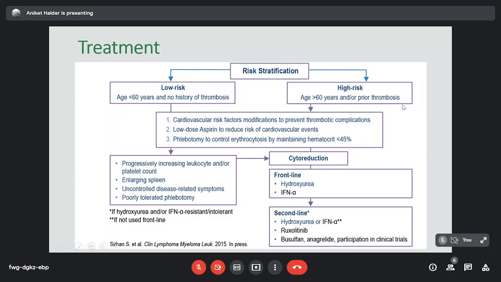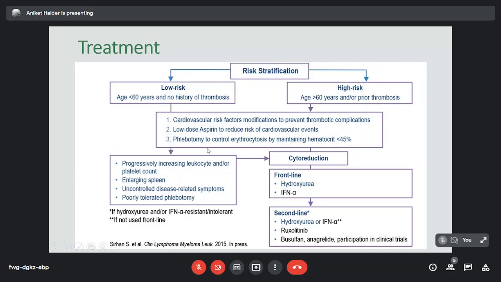In high risk patients who are more than 60 years of age with prior thrombosis, cytoreductive therapy should be used frontline with hydroxyurea, which is the anti-metabolite, or interferon alpha. The second line therapy can be with ruxolitinib, which is a JAK2 inhibitor. And in cases where there is associated thrombocytosis, busulfan and anagrelide can be used.